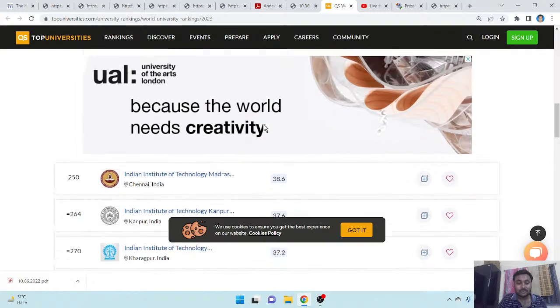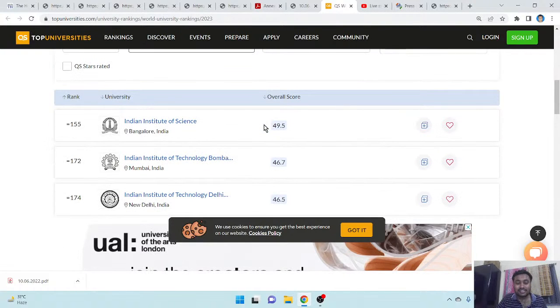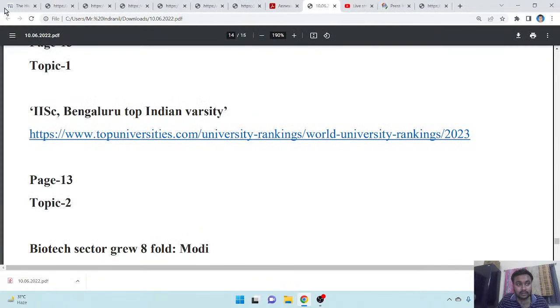Okay, so they score below 50. The best Indian university is the Indian Institute of Science Bangalore, which scored below 50, that is 49.5. Okay, move to the next topic.